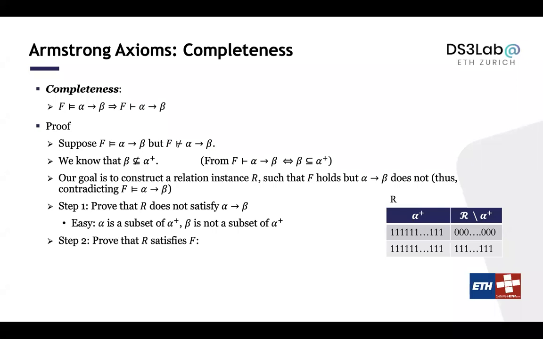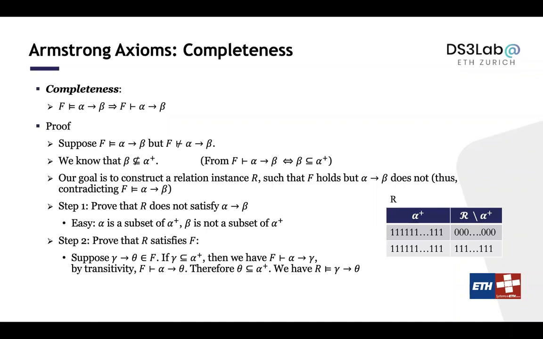And the second step is to try to prove that this relation R satisfies F, okay? So in this case, suppose you have one functional dependency, gamma to theta in F. So there are only two cases. Either gamma is a subset of the closure, or gamma is not a subset of the closure. For each of the cases, you can go through the exercise and see why this relation R is going to satisfy this kind of functional dependency gamma to theta.